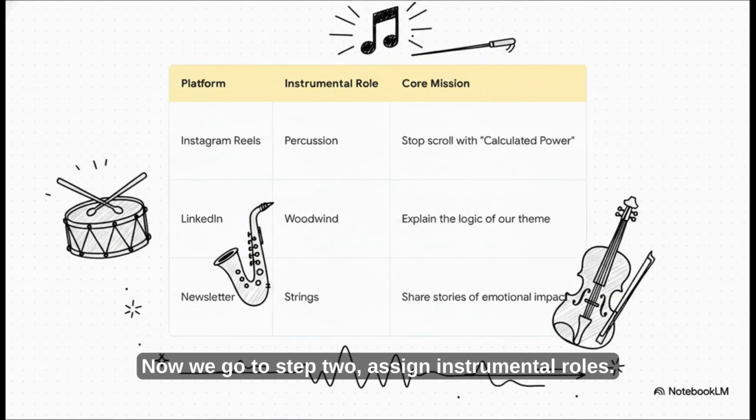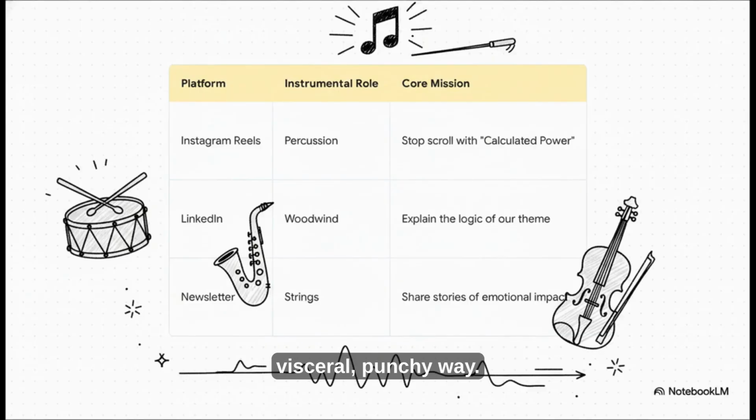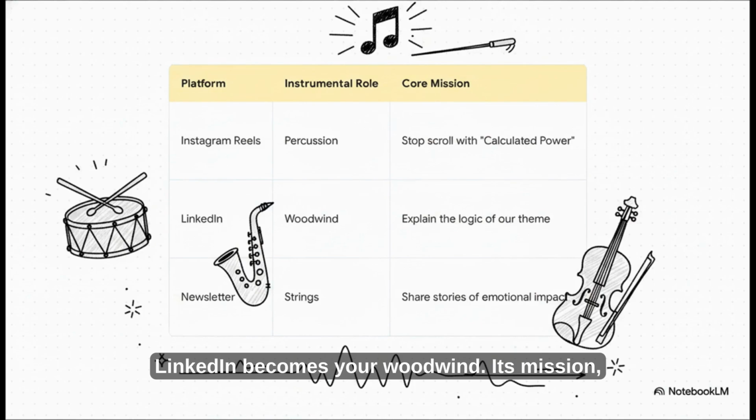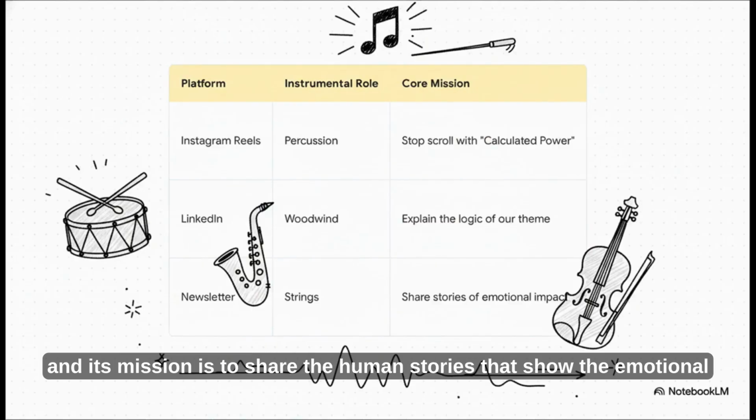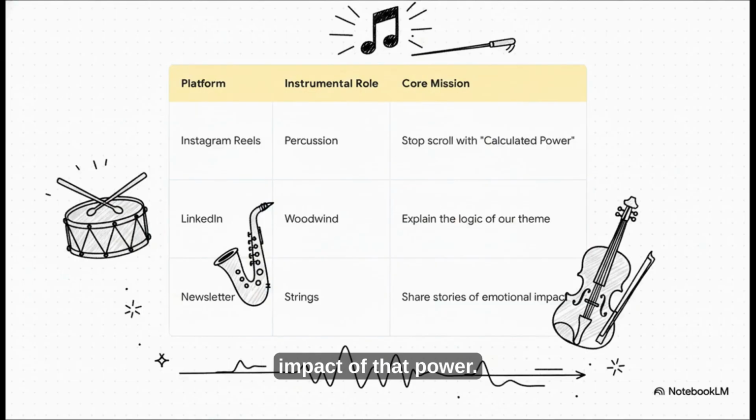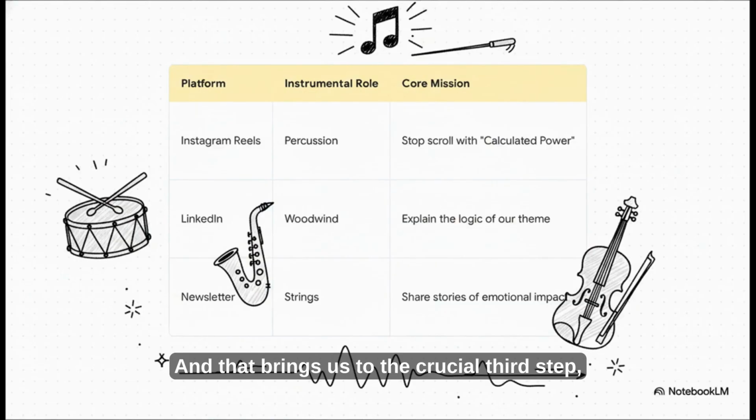Now we go to step 2, assign instrumental roles. With that master theme as your guide, you now give each platform a specific job. Instagram Reels is your percussion. Its mission, stop the scroll by expressing calculated power in a visceral, punchy way. LinkedIn becomes your woodwind. Its mission, explain the logic behind calculated power with smart, nuanced articles. Your newsletter is the strings, and its mission is to share the human stories that show the emotional impact of that power. And that brings us to the crucial third step, engineering the migration path.